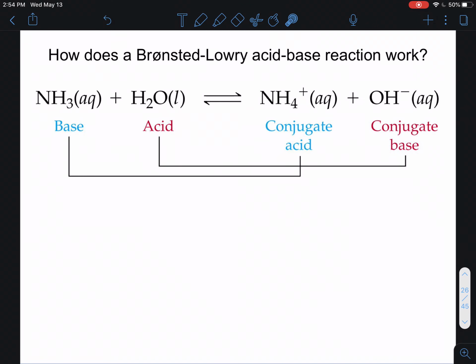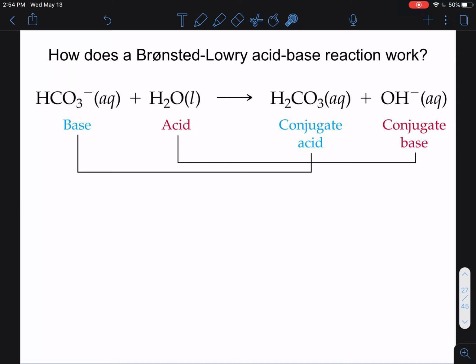We have been over this several times, so I'm going to skip this. So here we have a certain base, right? This is bicarbonate. Sorry, it's bicarbonate. And we have water. All right. So let's say we don't know what these are. So I'm just going to actually go ahead and do this.